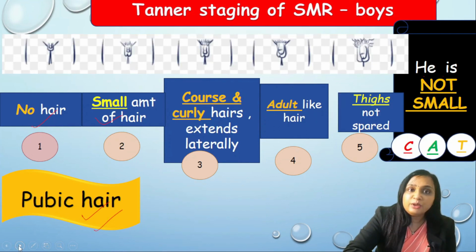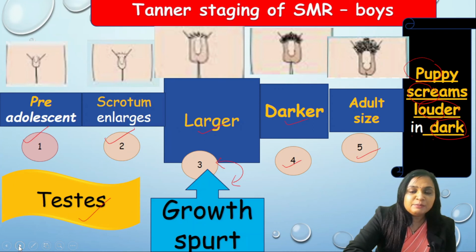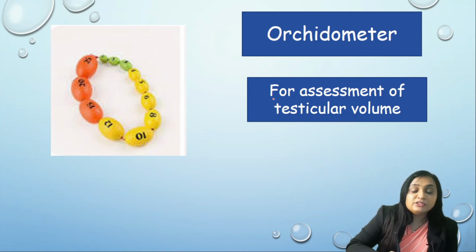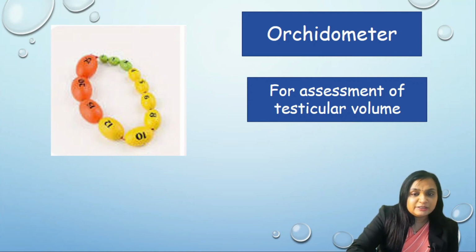Okay, so these 3 things we have done: pubic hair, penile enlargement with postmaster long leave, and testis, puppy screams louder in the dark. And this is the orchidometer, which is used for the assessment of testicular volume. When the testicular volume increases more than 4 ml, then it is just the start of the pubertal changes.